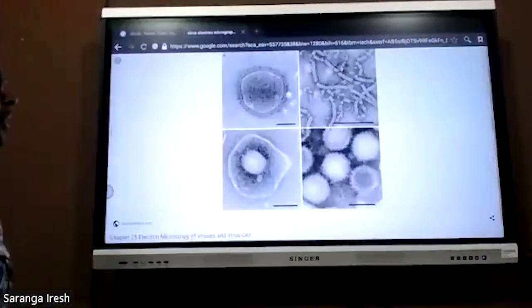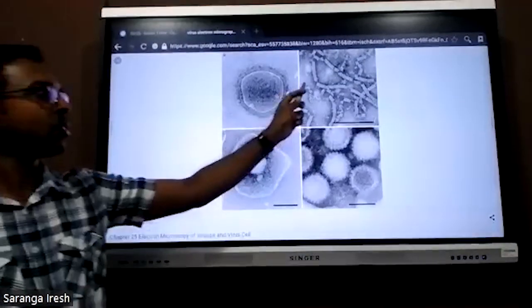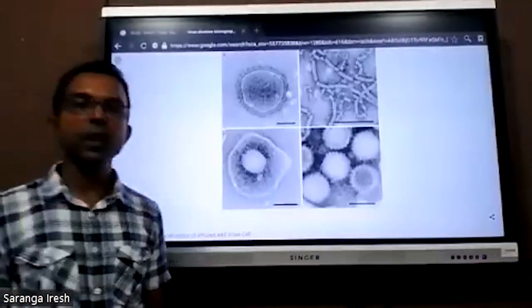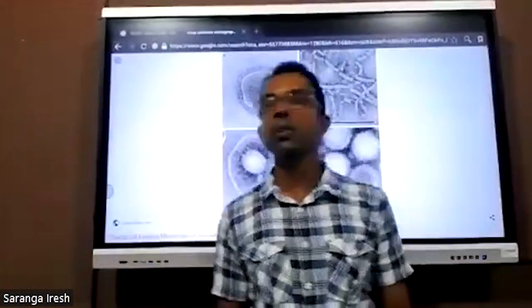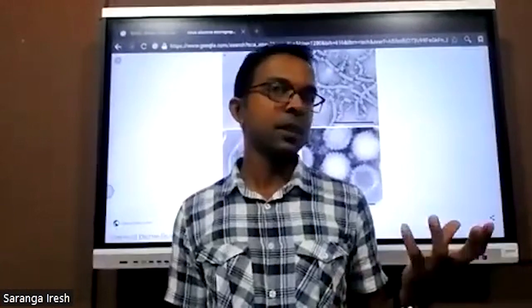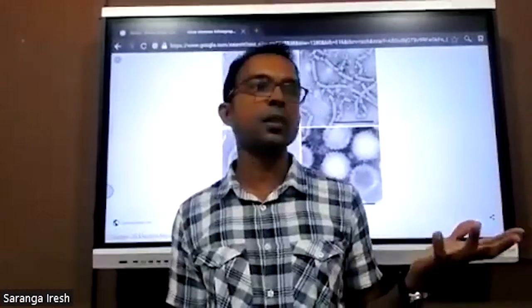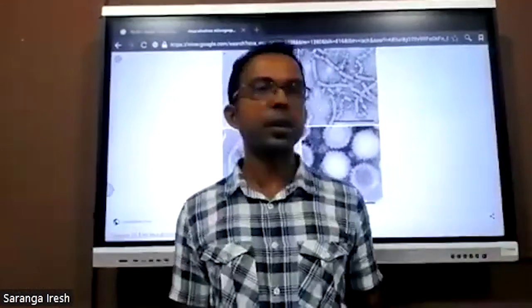And there are different shaped viruses. Some viruses are rod-shaped. The first discovered virus was the tobacco mosaic virus. It was discovered by the scientist Dmitry Ivanovsky. There was a disease, the mosaic disease, that appeared on tobacco leaves.